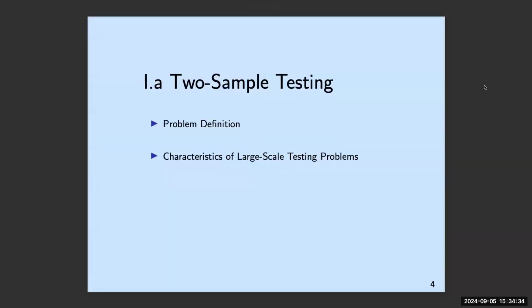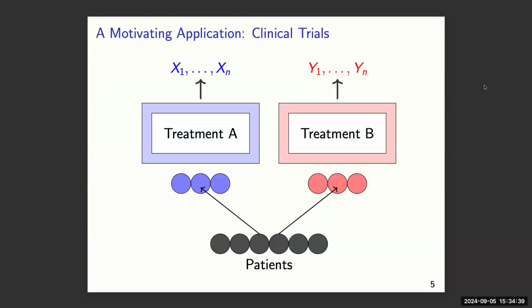Okay, so let's begin with some background on this problem of two-sample testing. To motivate this problem, let's look at an application of clinical trials. So here's a very simplified version of how clinical trials are conducted. We begin with a pool of patients who are chosen so that they have some roughly equivalent characteristics, and they are randomly divided into two groups. One of the groups is assigned, let's say, a treatment A. This could be a placebo, or this could be some existing treatment. And the other group is assigned a treatment B, which could be a new treatment.